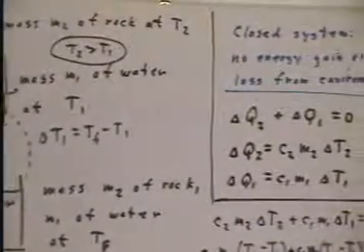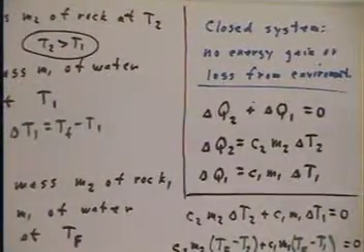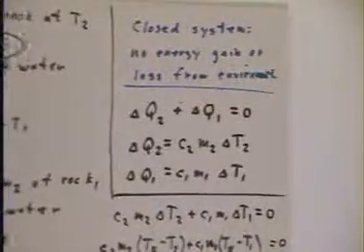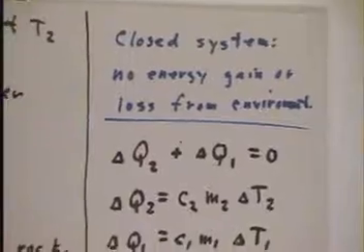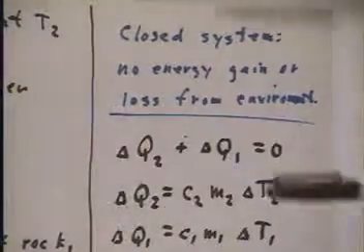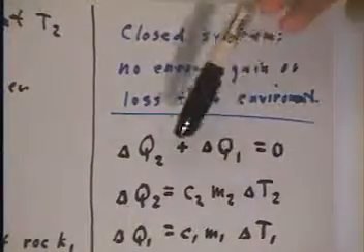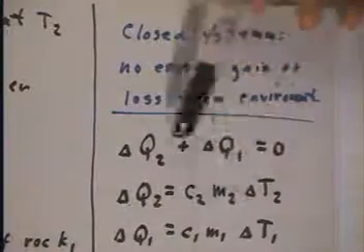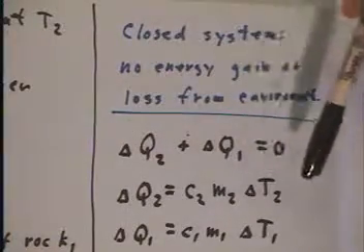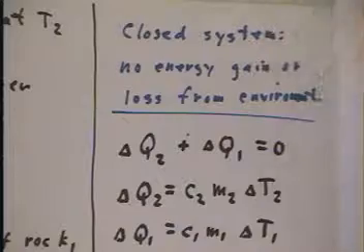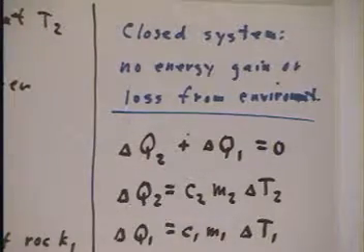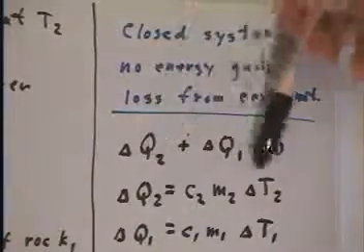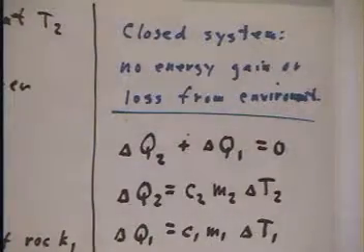In a closed system, again, where there's no energy gain or loss from the environment, we have conservation of energy. The change in the thermal energy contained in the rock, which is delta Q2, plus the change delta Q1 in the thermal energy of the water has to be 0, which of course means that these thermal energy changes are equal and opposite.